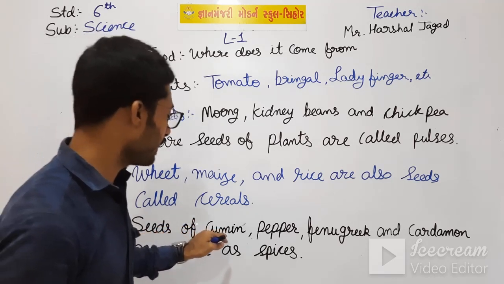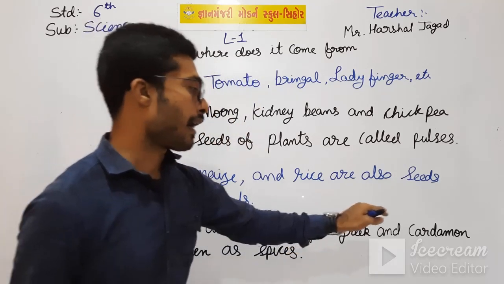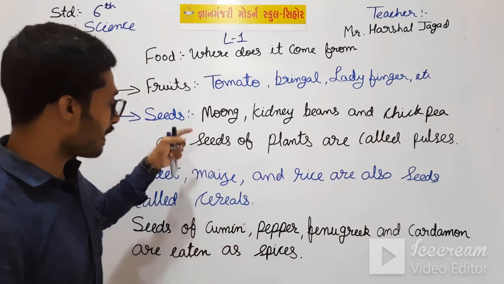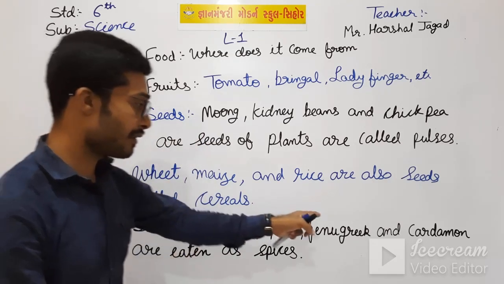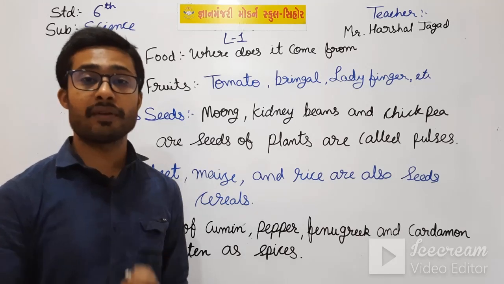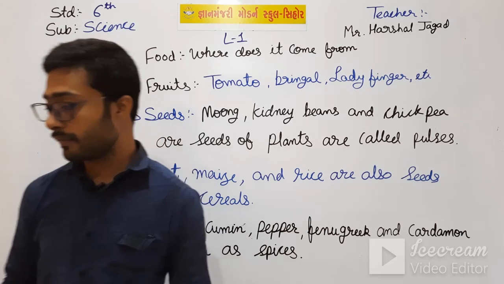Seeds of cumin, pepper, fenugreek and cardamom are eaten as spices. So, these are also seeds that are used as spices which we use in our daily life. And now we will see some textual points of it.